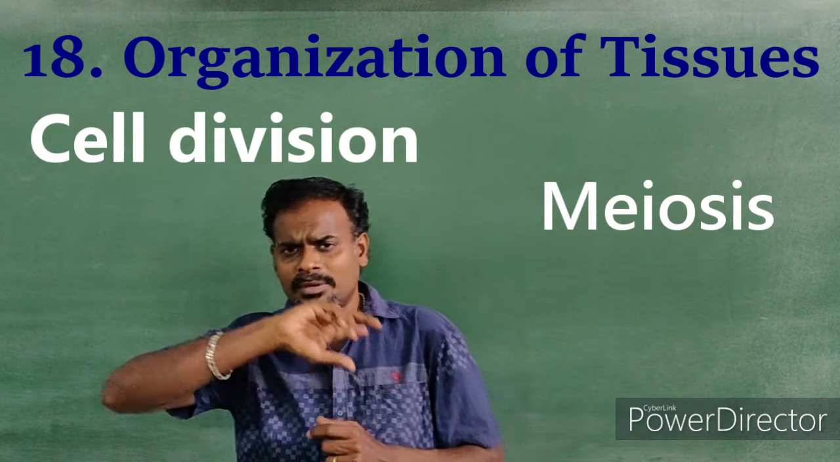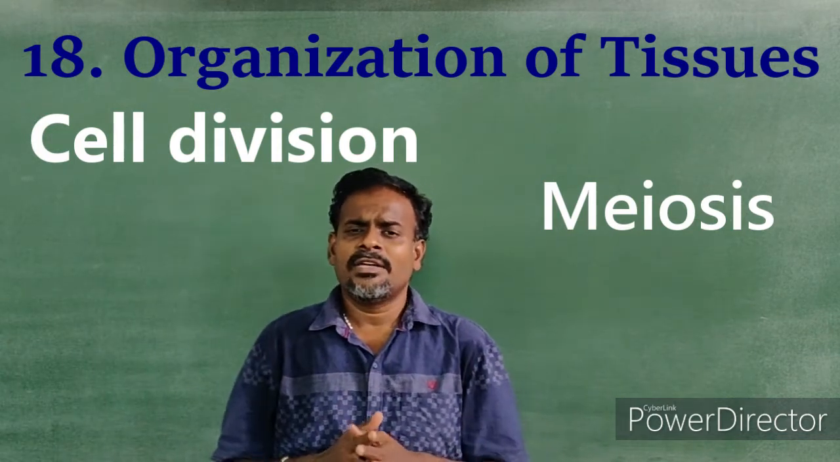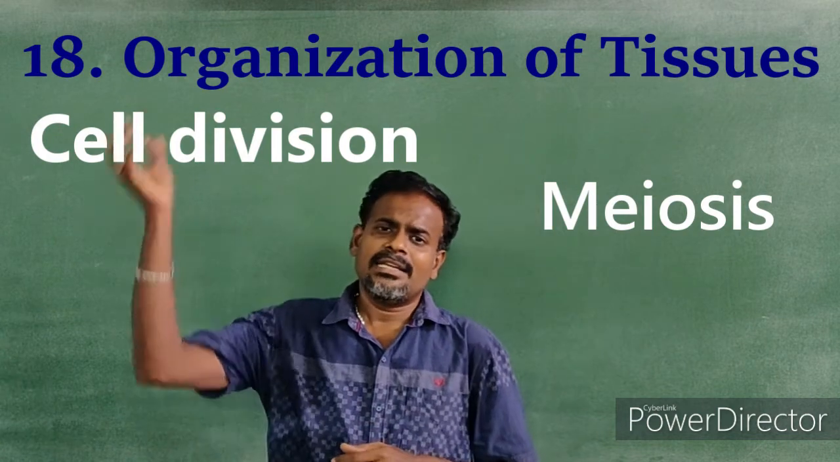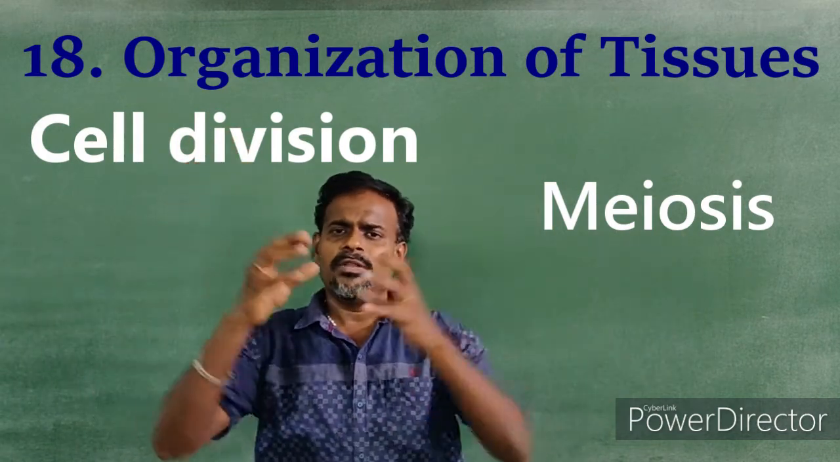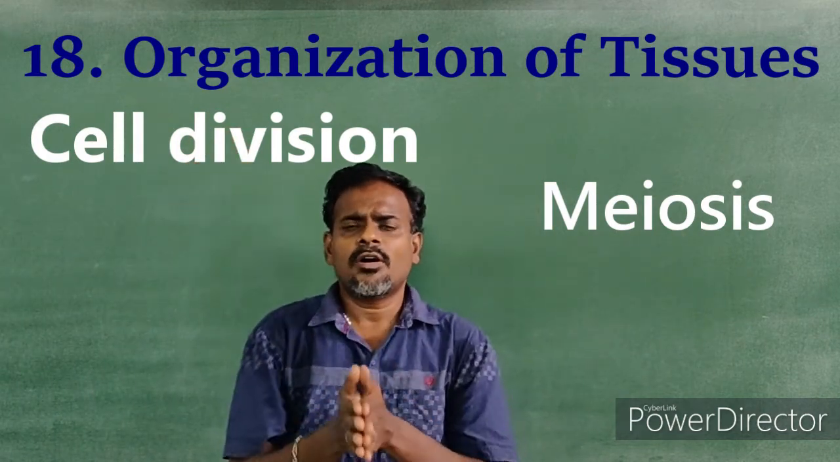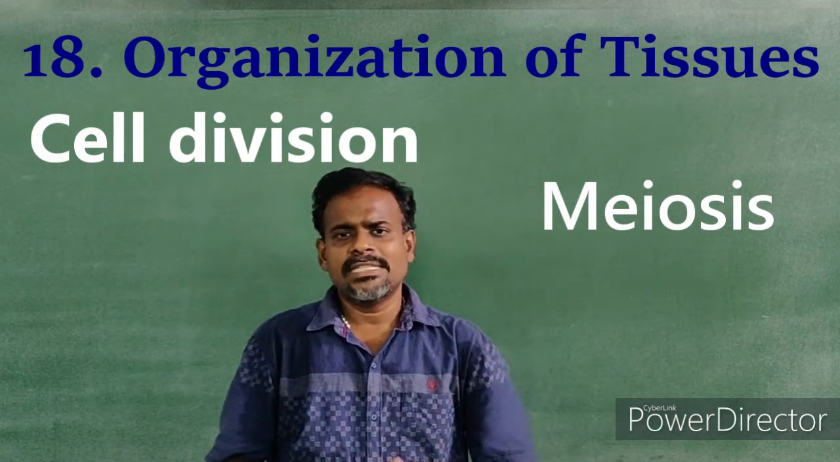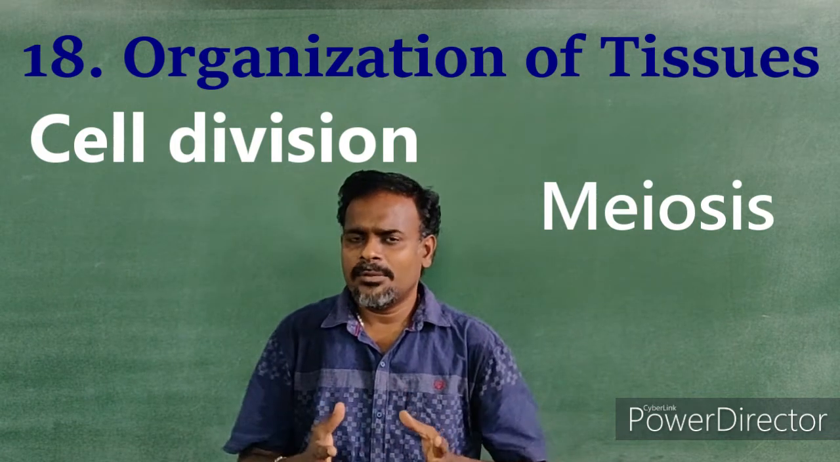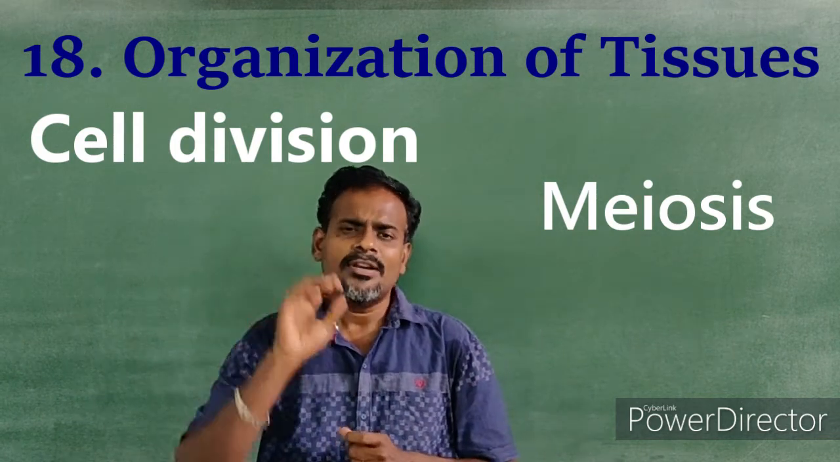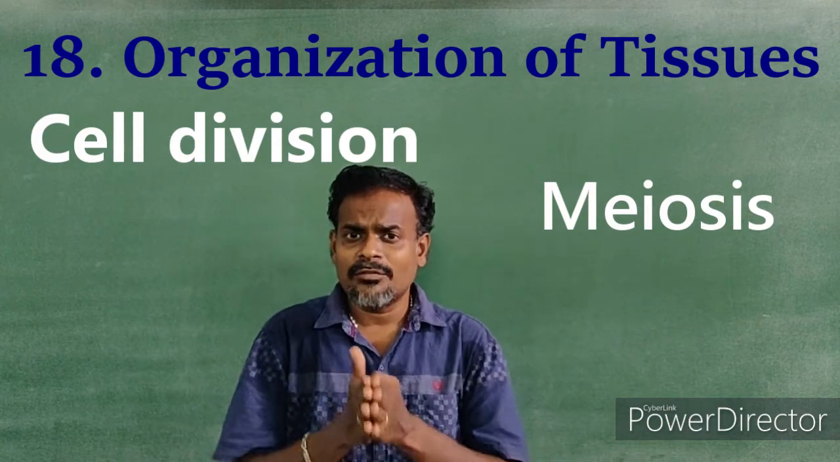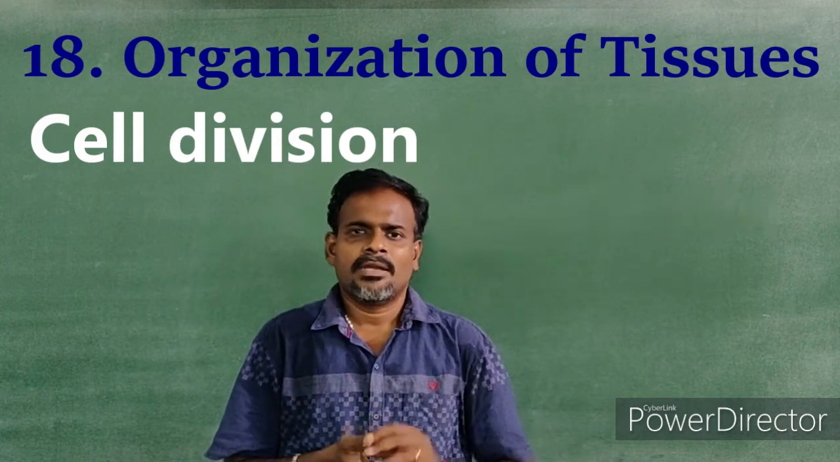Since the number of chromosomes is reduced to half, this is useful in the fertilization process, where a sperm with 23 and an ovum with 23 fuse to form a zygote with 23 plus 23, that is 46 chromosomes. That way the number of chromosomes is always maintained, and the chromosome number of a species is maintained.